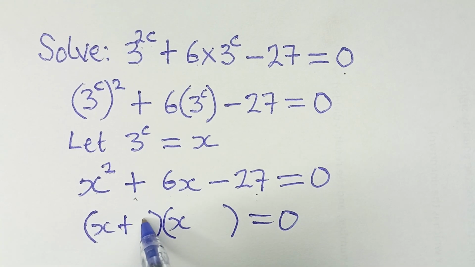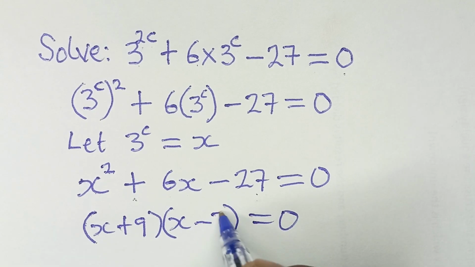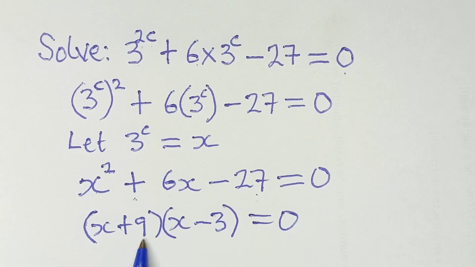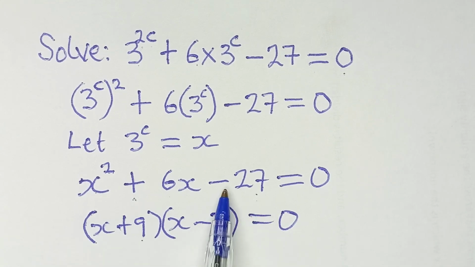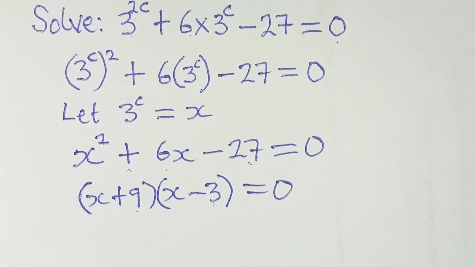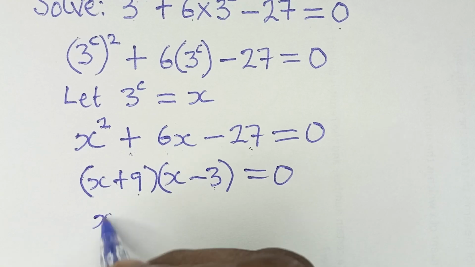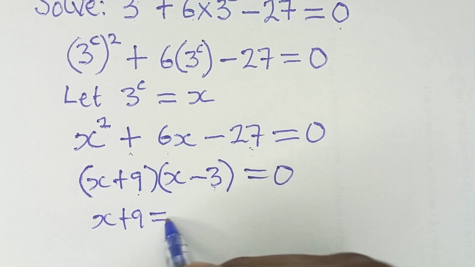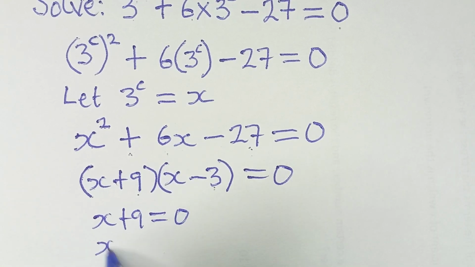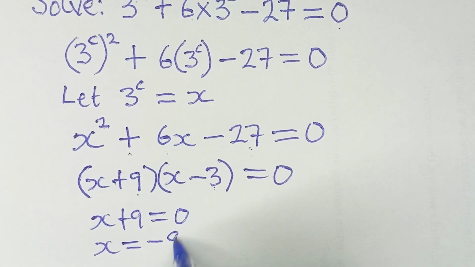So we'll say plus 9. And then the negative sign goes to 3, so it becomes minus 3. So that positive 9 multiplied by negative 3 will give you negative 27, and positive 9 added to negative 3 will give you positive 6. And from there, by the time we equate each of the brackets to get the value of x, we say x plus 9 is equal to 0. That will give us x is equal to, when this positive 9 goes to that side, it becomes negative 9.